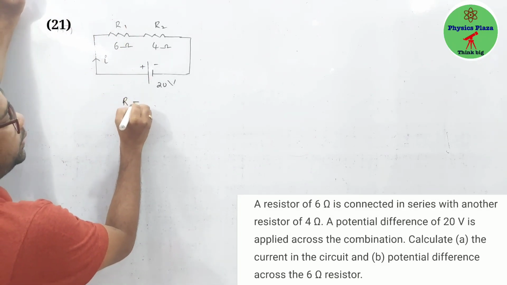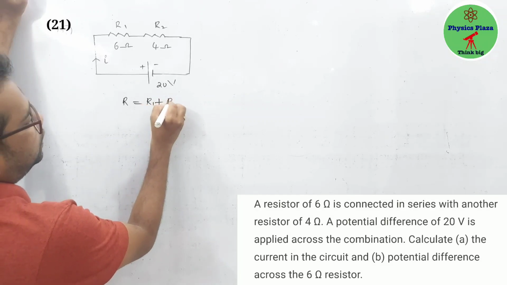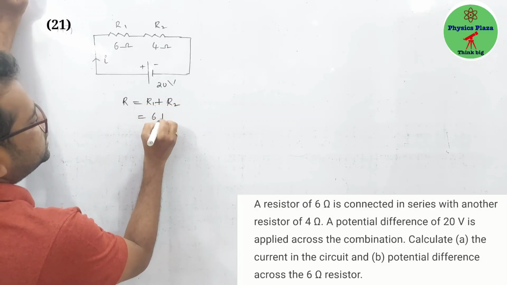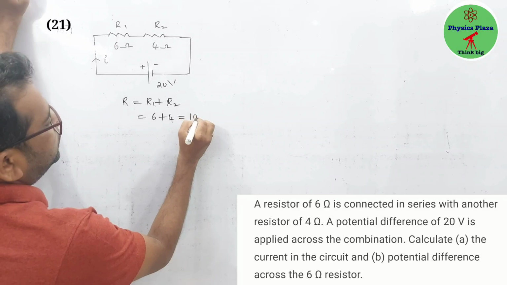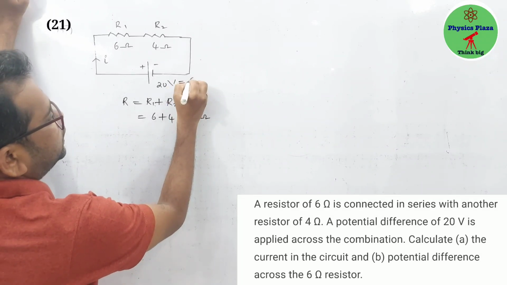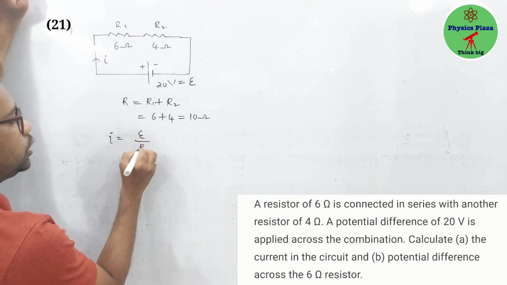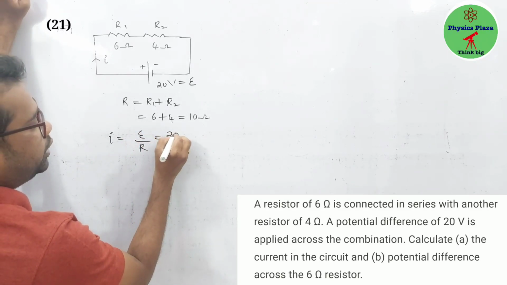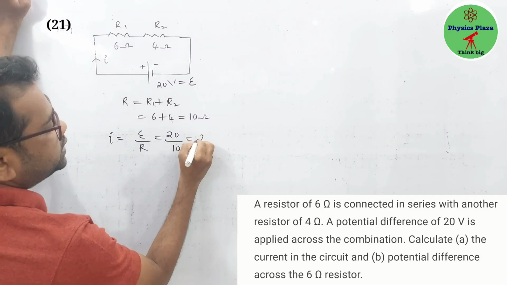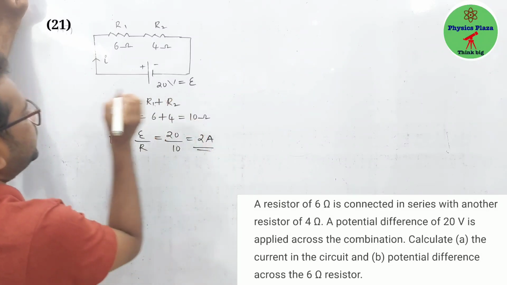Then the total resistance will be R1 plus R2. So this will be 6 plus 4, that is 10 ohm. Let us say this is the EMF. So current is equal to EMF by total resistance, that is 20 by 10. So the answer is 2 ampere. This is the current in the circuit.